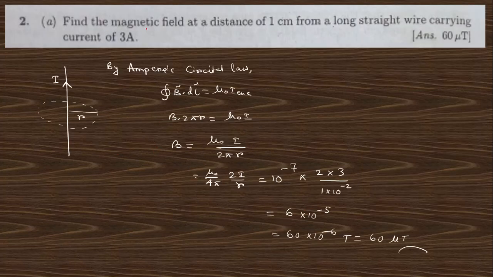Question 2a, which says find the magnetic field at a distance 1 centimeter from a long straight wire carrying a current of 3 ampere. So this is a current carrying wire. You need to find the magnetic field at the distance r. From Ampere's circuital law, the closed path integral of the magnetic field around this closed loop is nothing but mu 0 I enclosed, the enclosed current through this loop. Actually this is Ampere's loop.